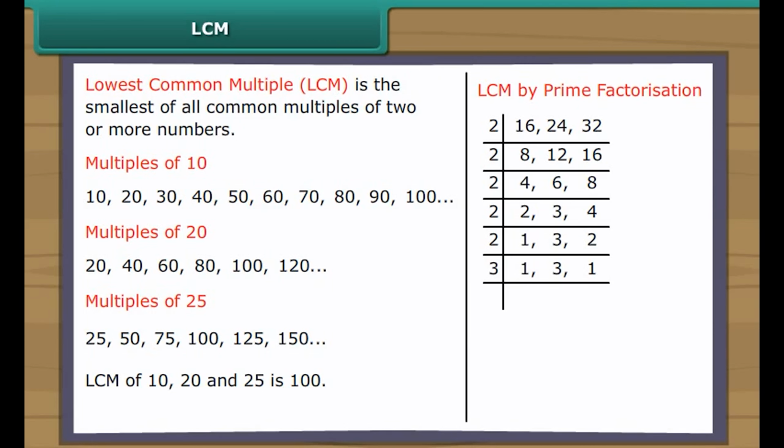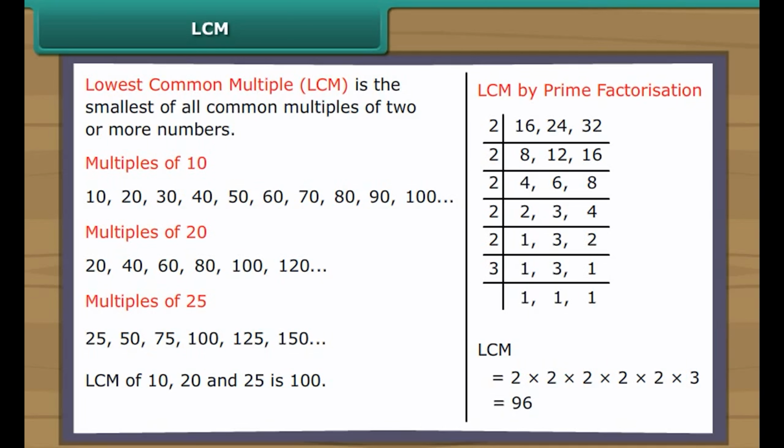quotient by 2. The next smallest prime factor that divides one of the quotients 1, 3 and 1 is 3. Multiply all the divisors 2, 2, 2, 2, 2 and 3. Therefore, LCM is equal to 2 into 2 into 2 into 2 into 2 into 3 is equal to 96.